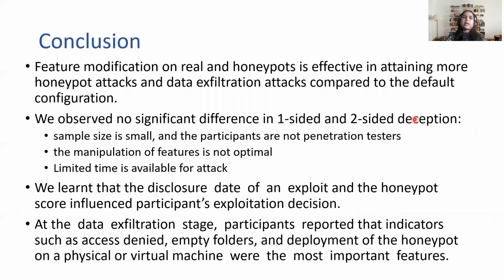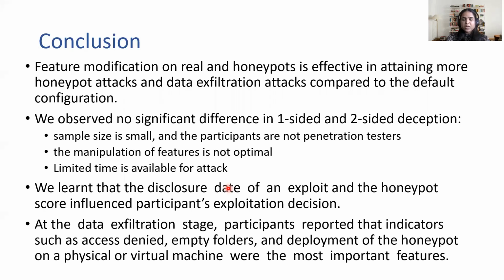So we found in our experiment that feature manipulation on real and honeypot is effective in gaining more honeypot and data exfiltration attacks against human attackers. But we did not observe any significant difference in one-sided and two-sided deception. This could be due to small sample size. Participants were not penetration testers, so maybe our feature manipulation doesn't make sense to our sample, or maybe the feature manipulation is not optimal, or they may have had limited time available for attacking or exploring the system.